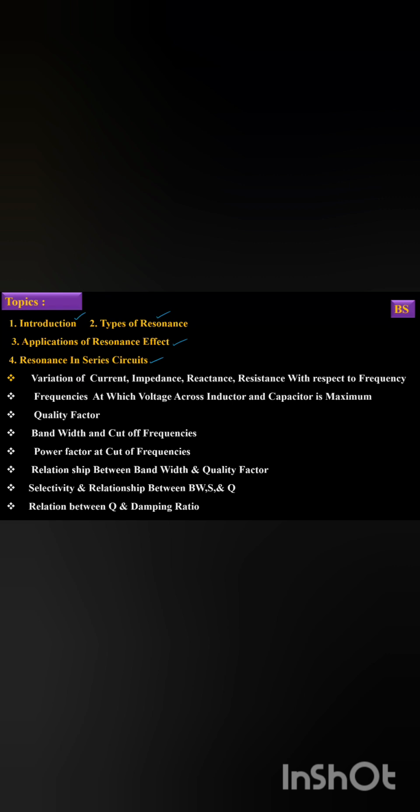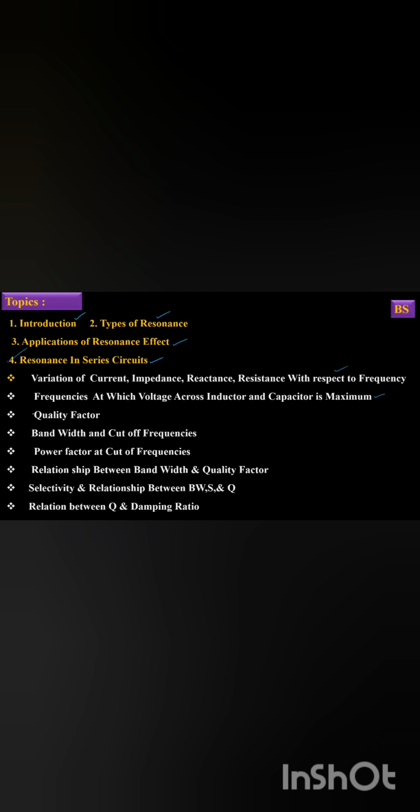With respect to resonance in series circuits, these are the subtopics. That is the variation of current, impedance, reactance, resistance with respect to frequency. Those observations are important: with respect to frequency, how the current, impedance, reactance, resistance are varying. Frequencies at which the voltage across the inductor and capacitor is maximum. That is, at what frequency in a resonance circuit the voltage across the inductor is maximum, and the voltage across the capacitor is maximum. All these concepts with respect to series resonance.